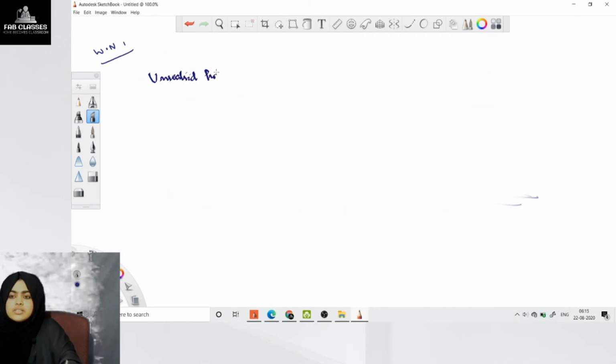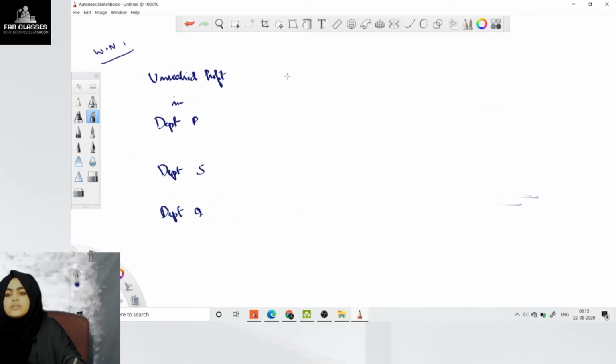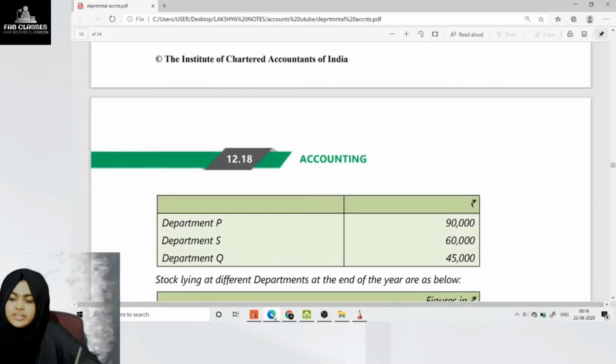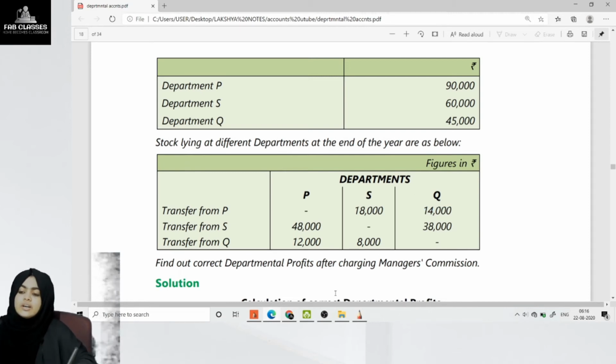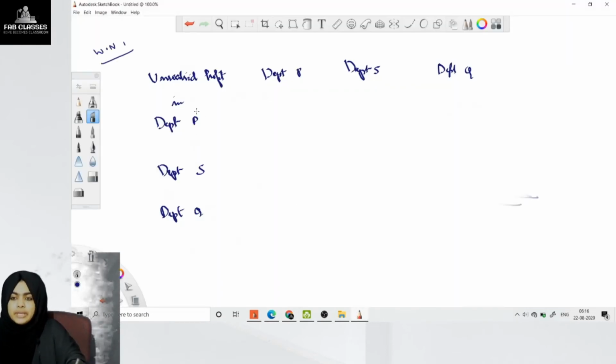So we are calculating unrealized profits. There are 3 departments. So unrealized profit in department P, unrealized profit in department S and unrealized profit in department Q. So they are transferring goods to 3 departments, department P, department S and department Q. It's already given in the question that the stock lying in different departments. Transfer from P 18,000 and 40,000. So P has transferred goods to S and Q, 18,000 and 40,000.